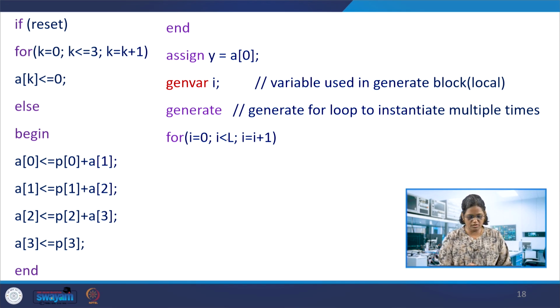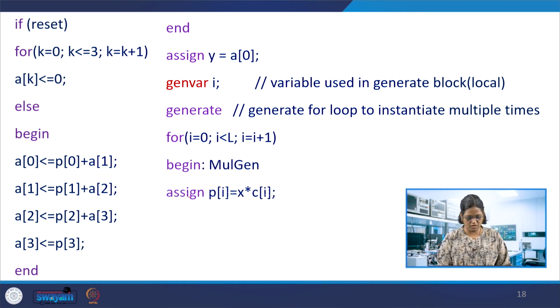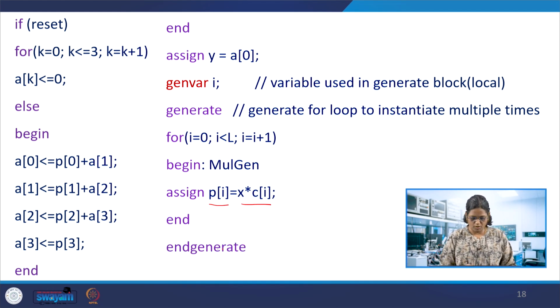Generate for i = 0, i less than L, i = i plus 1, begin; this is a named multi generate. You can see the product P is assigned within the generate for loop, pi equal to x into ci. So x is multiplied with the coefficients and stored in pi, and the products are taken over here, and then the adder arrays are added to it. Assign and end, then end generate. So generate ends over here, and this i is purely local to this generate. So generate and end generate is the new thing we are introducing in this code.